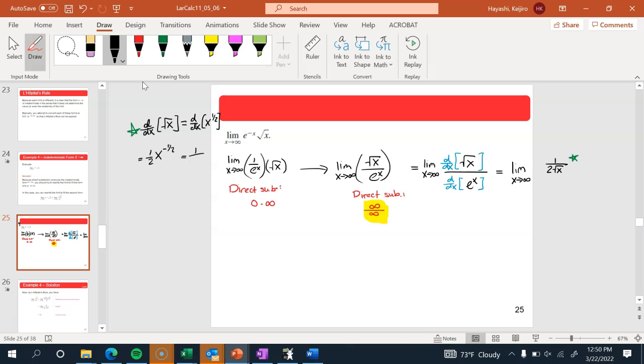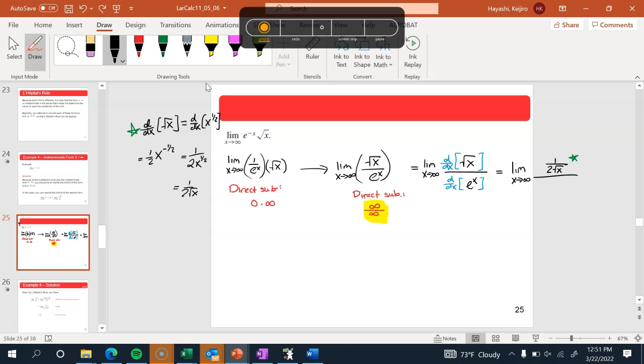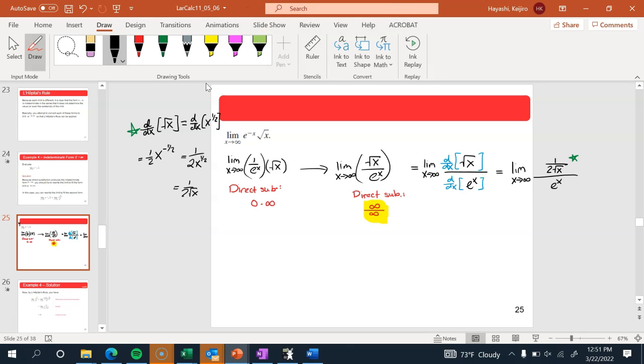You can send that x to the bottom as x to the positive 1/2, and that's 1 over 2 square roots of x. So that's the derivative of the top there, and that's going to be part of a complex fraction. And the derivative of e to the x is actually just e to the x.